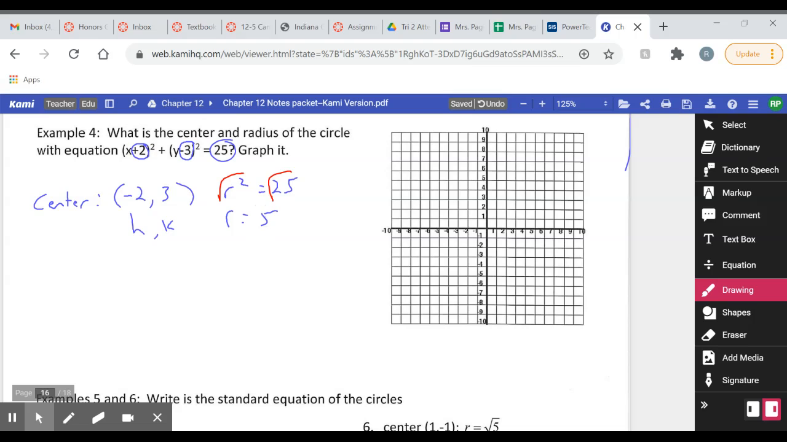Okay, so if I'm going to graph this, I can graph the center first. So I can go left 2, up 3, and put a point for my center. And then I know if the radius is 5, remember I can count in the horizontal and vertical directions. I just can't count a diagonal. But if I go ahead and go 5 up, 1, 2, 3, 4, 5. 5 to the right, 1, 2, 3, 4, 5. 5 down, 1, 2, 3, 4, 5. 5 to the left, 1, 2, 3, 4, 5.